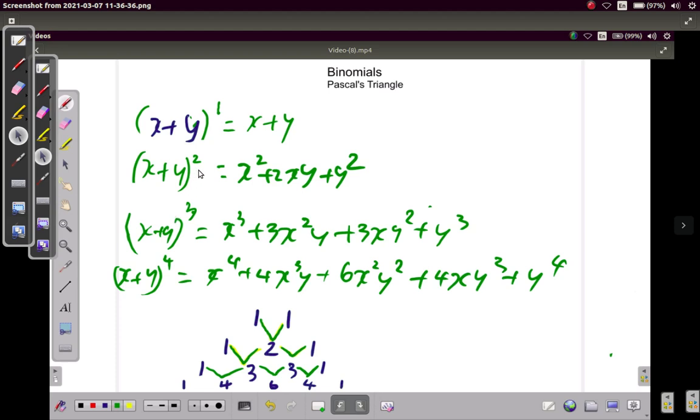x plus y squared led to x squared plus 2xy plus y squared. x plus y cubed led to x cubed plus 3x squared y plus 3xy squared plus y cubed. x plus y to the fourth led to x to the fourth plus 4x cubed y plus 6x squared y squared plus 4xy cubed plus y to the fourth.